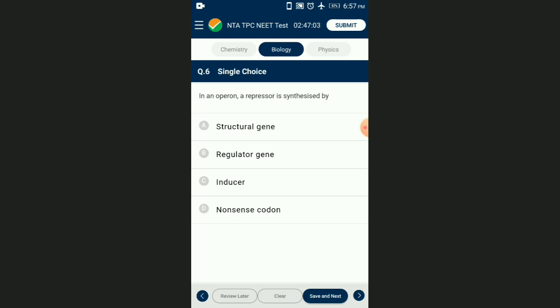Regulator gene helps to code for the repressor protein. Z gene codes for beta galactosidase. Y gene codes for permease. A gene codes for transacetylase. Thus, in lac operon, lactose works as an inducer. So the answer for this question is option B, regulator gene.